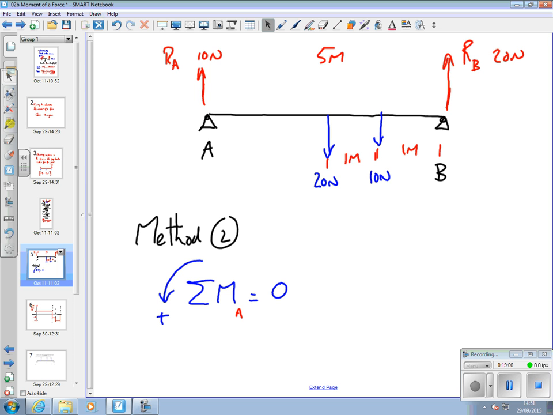Same problem. And this is the convention here. So I'll just pause while you write this down, and then we'll have a look and explain it. This symbol here, you might recognize as capital sigma, used in statistics to mean the sum of, and in this case that means exactly that, the sum of the moments. So sum of the moments about A equals 0. And there's an arrow going around here with a positive sign on it.